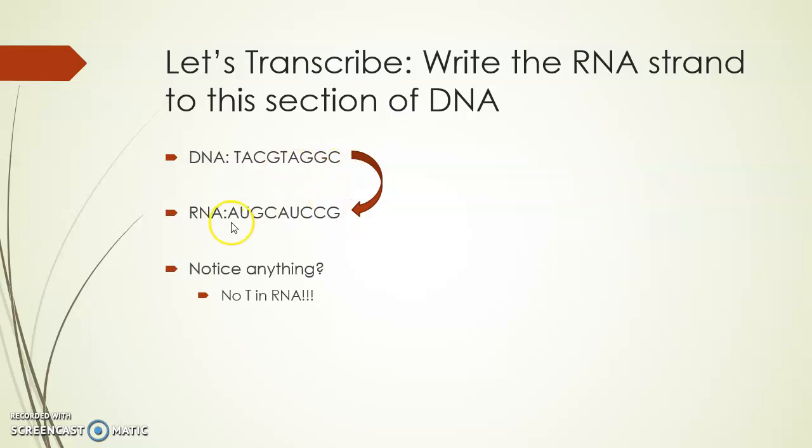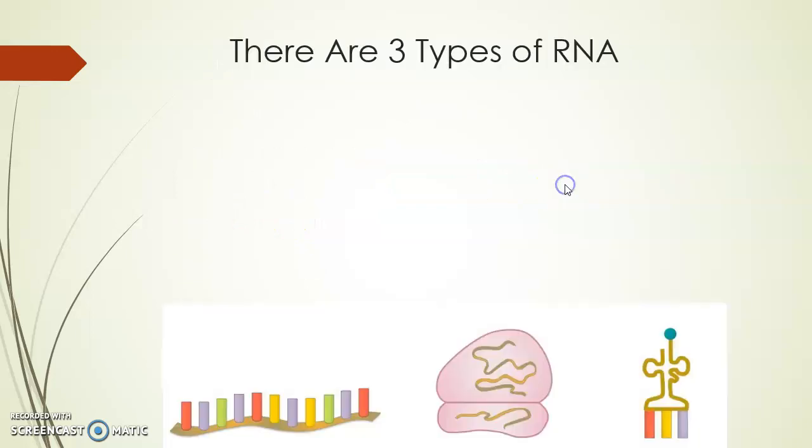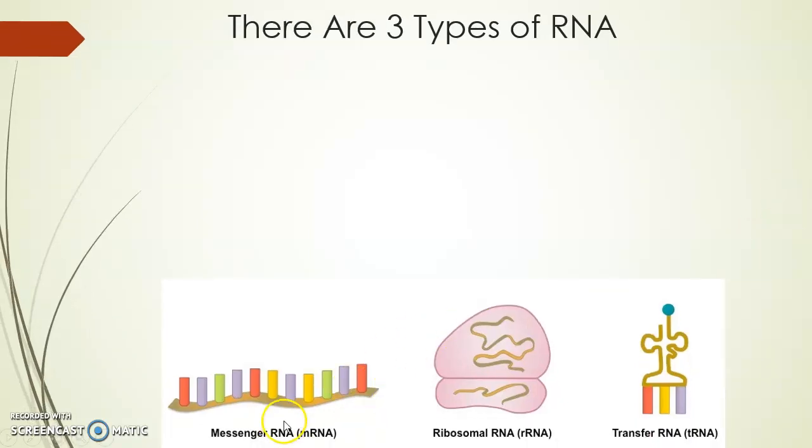So if I give you a set of nucleotides like this, you can immediately tell me which one's DNA and which one's RNA, because RNA won't have any of those T's. It only has the U's. Okay, when we talk about RNA, there's 3 types that we talk about particularly. This is going to be mRNA, rRNA, and tRNA.